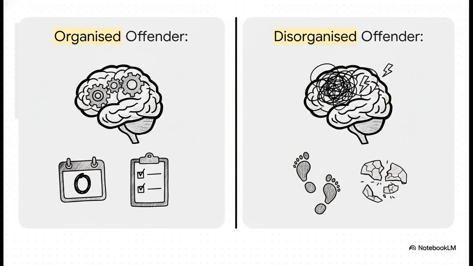On one side, you have your organized offender. This is your movie villain, right? Super intelligent, plans everything down to the last detail, socially charming. And then on the other side, you've got the disorganized offender. This person is impulsive, chaotic, leaves a mess, and makes a lot of mistakes. This distinction, organized versus disorganized, is everything to the top-down approach.